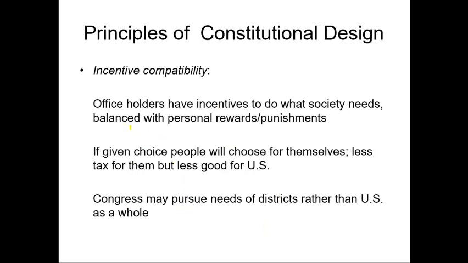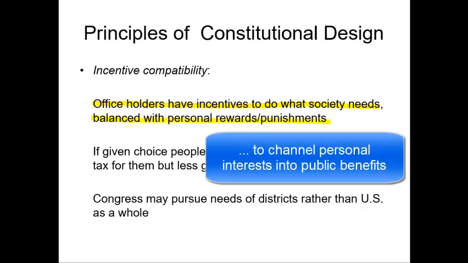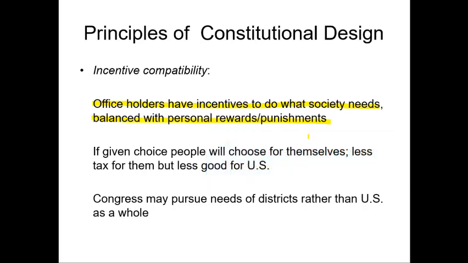compatibility is a fairly wordy term here that simply means that with our constitutional design, we're trying to give the office holders of our government incentives to do what society needs, balanced with some personal rewards or punishments as far as what they can or cannot do, and the fact that they are rewarded with fairly prestigious positions and decision making as to the future of our society. You can't get too much more important than determining the direction that our society will go. So that should be a reward in itself. But again, when self-interest is involved, you could have politicians pursuing personal gain, and so you would want to discourage that with your constitutional design.